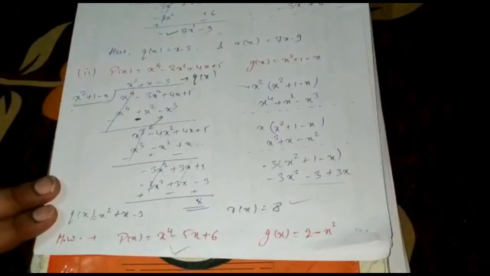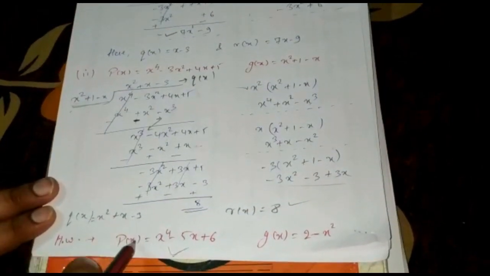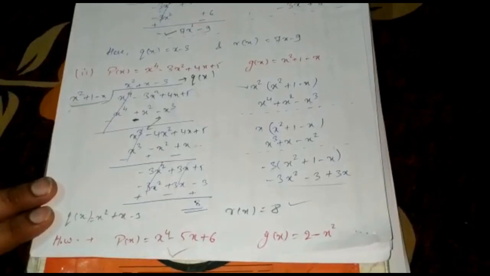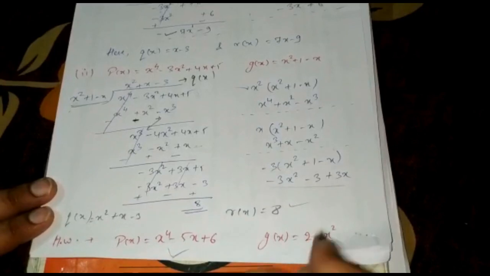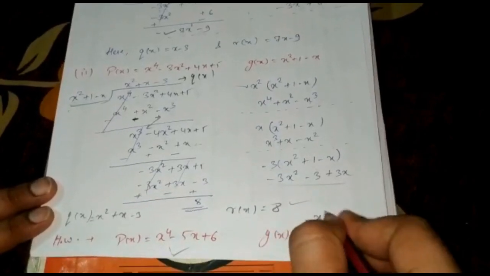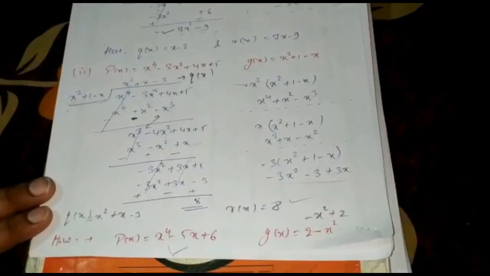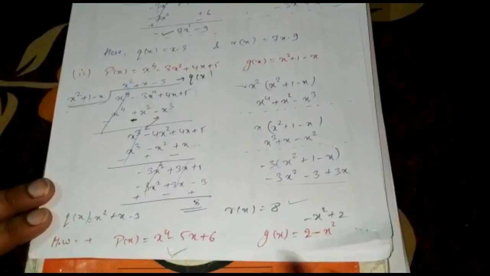Now this is your homework. You just try it at your home. If polynomial p(x) is x to the power 4 minus 5x plus 6, and you have to divide it by 2 minus x square, or you can write it as minus x square plus 2. So it will become easier for you to solve.